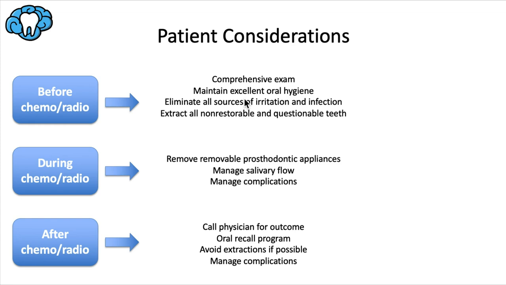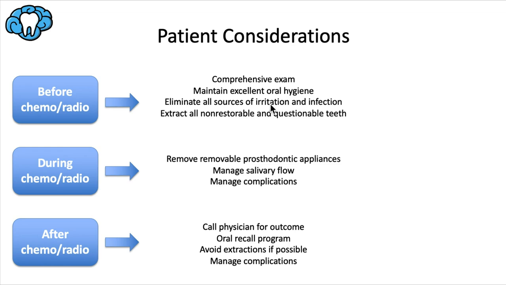We want to maintain excellent oral hygiene, so we would do oral hygiene instructions, encourage a healthy, non-cariogenic diet. We want to remove their calculus, provide a nice prophylaxis and fluoride treatment, all helping the patient reach a state of oral health. Importantly, we'll want to eliminate all sources of irritation and infection. So this includes abscesses, gum disease, any sharp bony edges, active caries, and chronic inflammatory lesions, just to name a few.